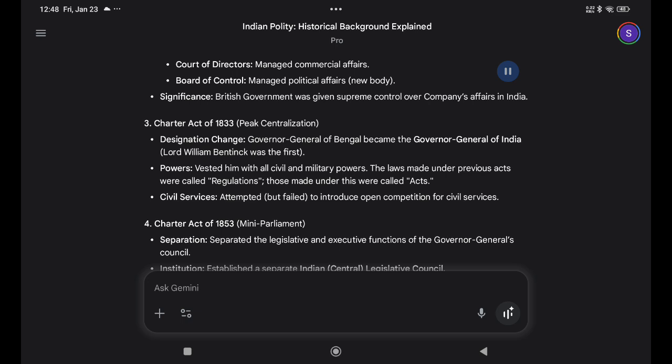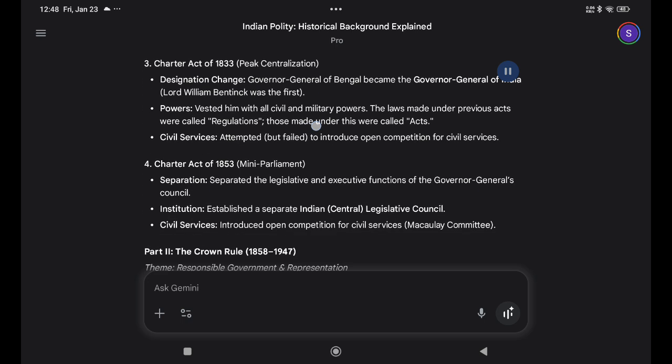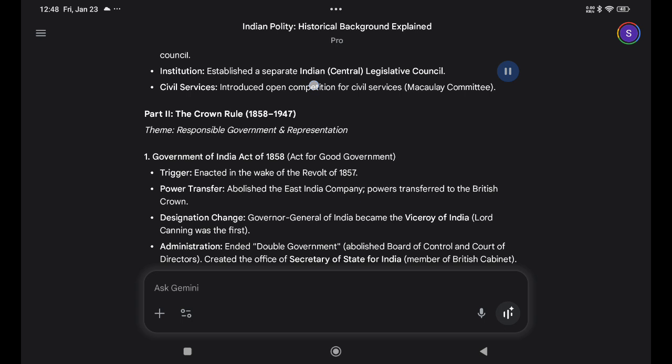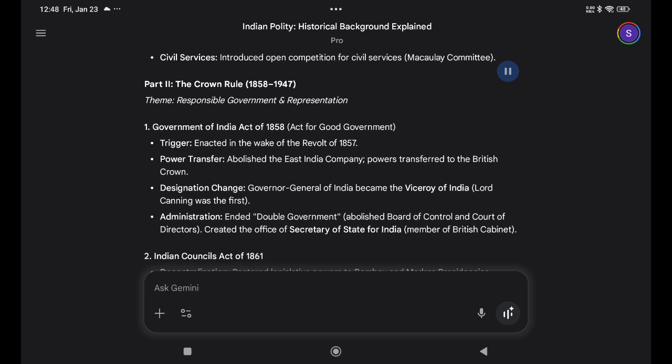Part 2. The Crown Rule, 1858 to 1947. Theme: responsible government and representation. 1. Government of India Act of 1858, Act for Good Government. Trigger: enacted in the wake of the revolt of 1857. Power transfer: abolished the East India Company, powers transferred to the British Crown.